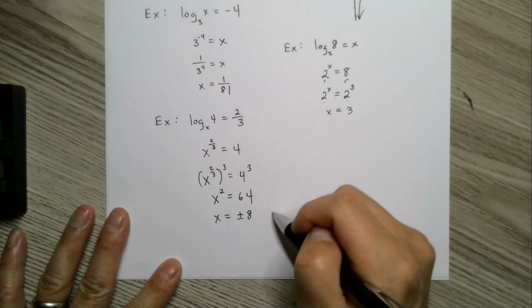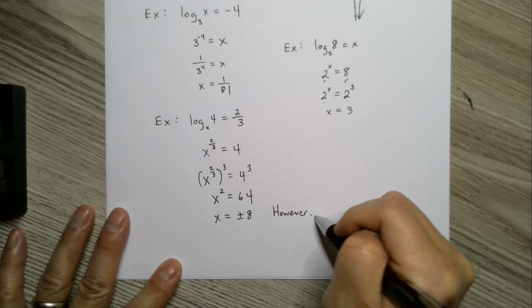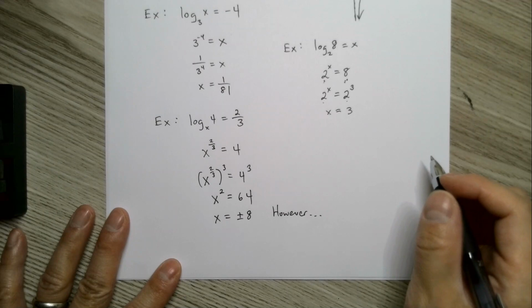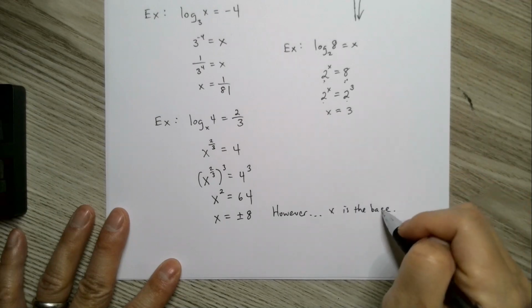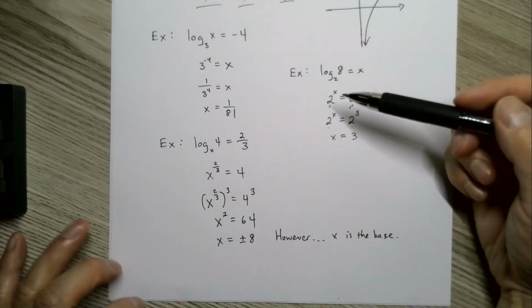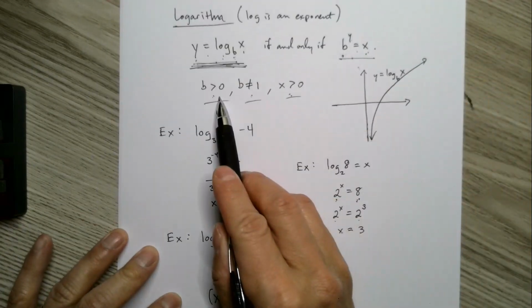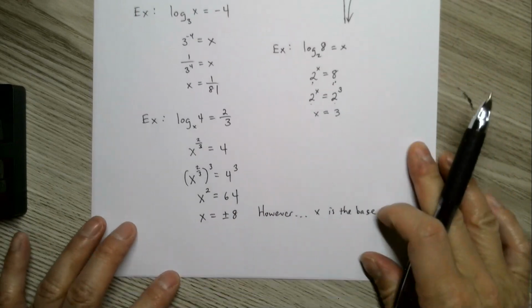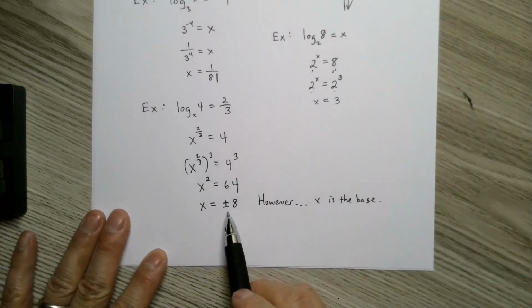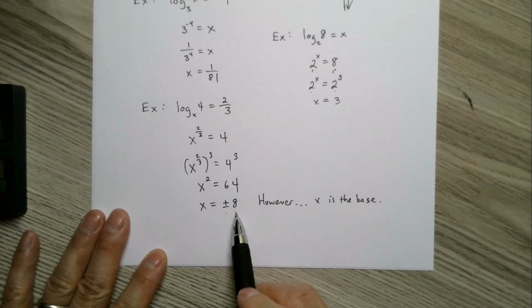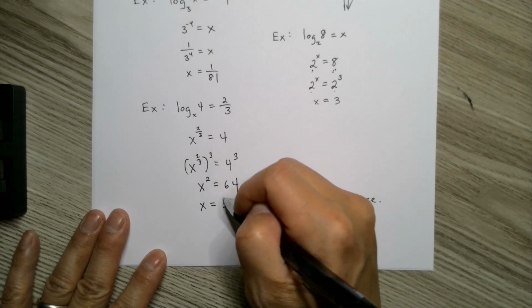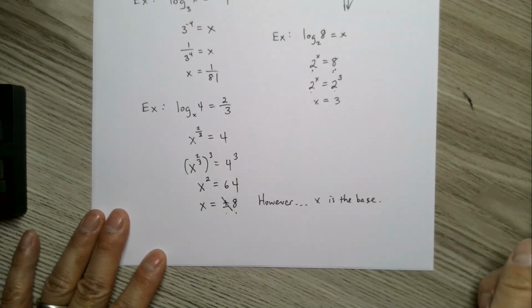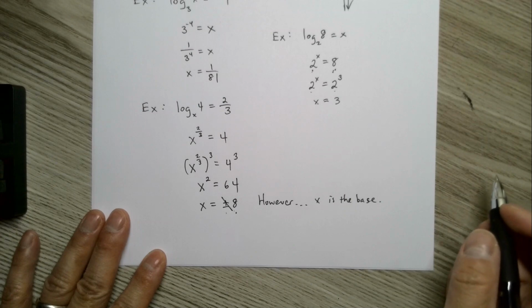However, x is the base. And back earlier, a couple minutes ago, I said that the base has to be greater than 0. So when I initially have 2 answers, I remember that the base can't be less than 0, so I will throw out the negative 8 and keep only the positive 8 as my single solution.